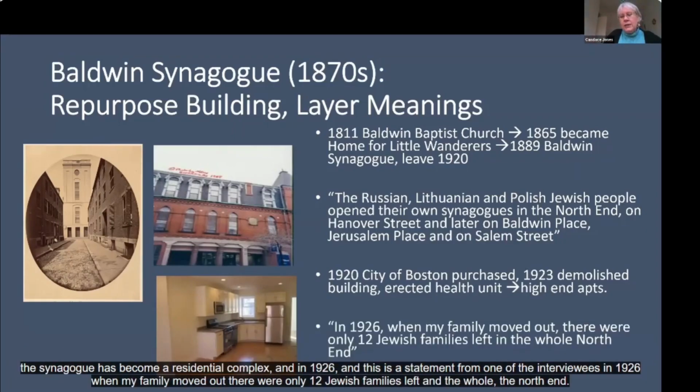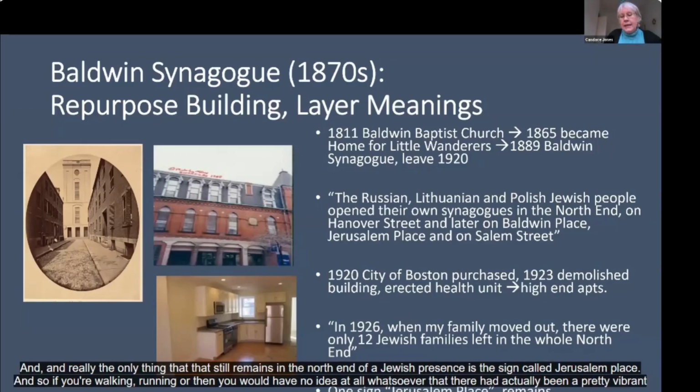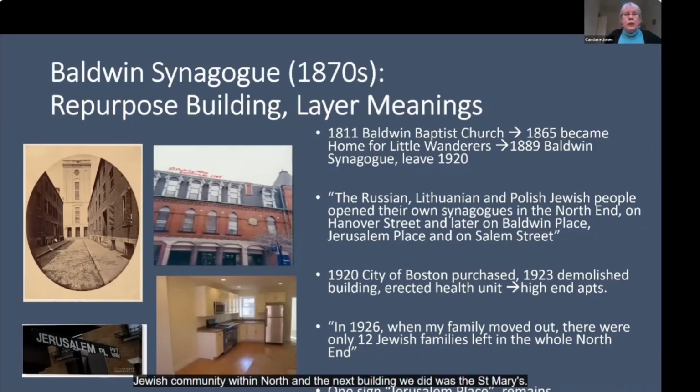And in 1926, this is a statement from one of the interviewees. In 1926, when my family moved out, there were only 12 Jewish families left in the whole of the North End. And really the only thing that still remains in the North End of a Jewish presence is the sign called Jerusalem Place. And so if you're walking around the North End, you would have no idea at all whatsoever that there had actually been a pretty vibrant Jewish community within the North End.